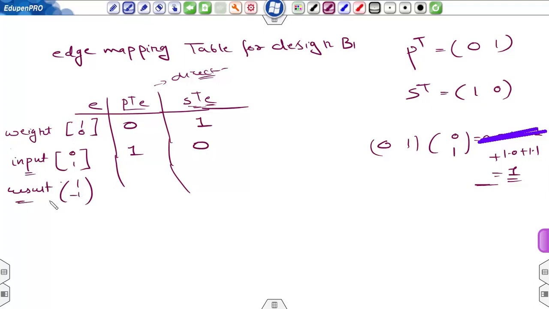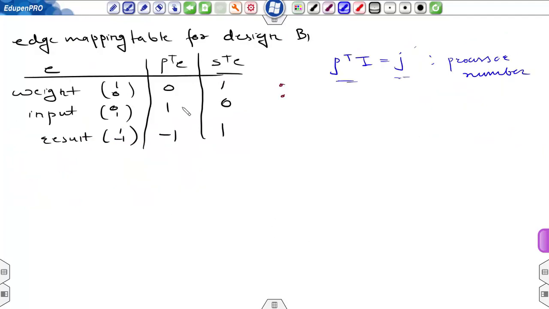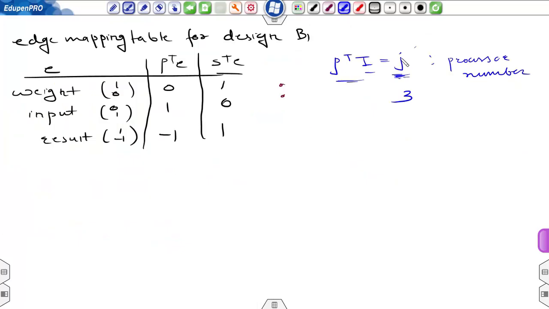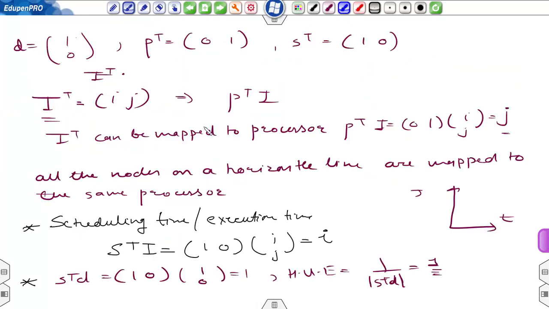And for the edge corresponding to result, P transpose E is minus 1 and S transpose E is 1. So now we will translate this number into actual hardware representation, and one way of doing that is to draw the block diagram. So the number of processes in the block diagram will be given by this factor P^T into Y, that is J. Okay, and the value of J is 3. It can be seen from the dependence graph that J can take only 3 values, W0, W1, W2. So based on this information, the number of processors calculated was J, and the value of J is 3.